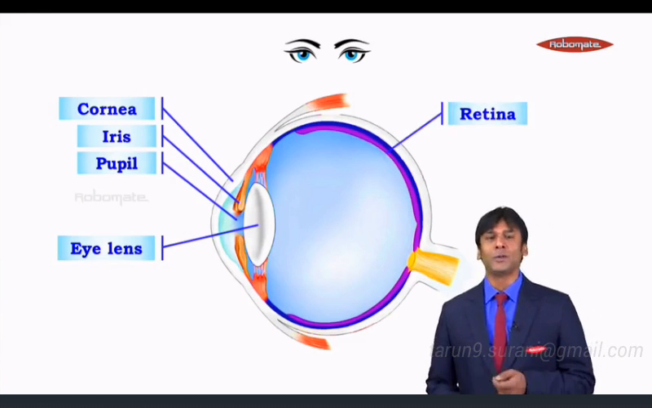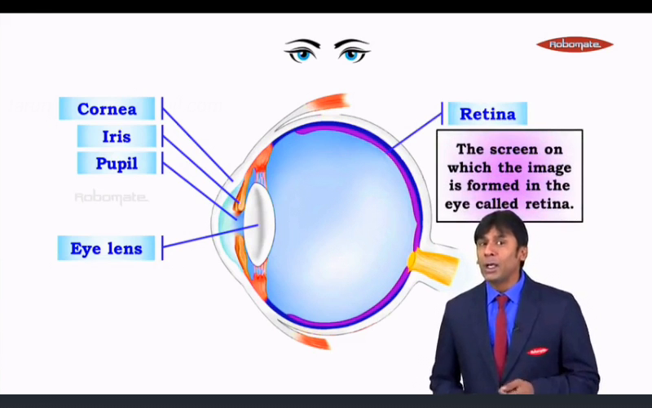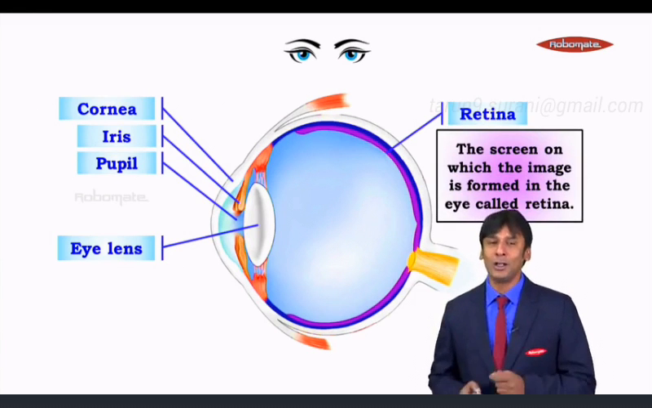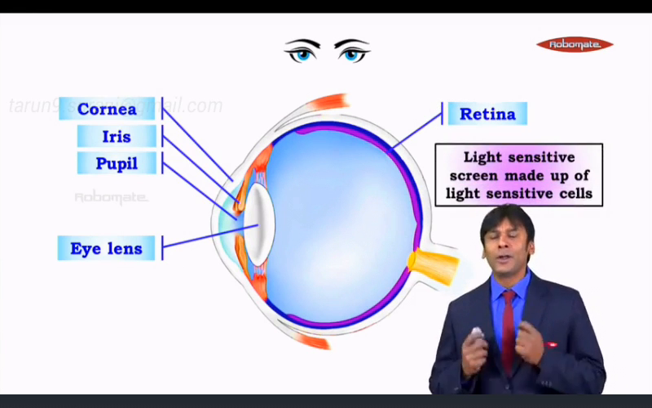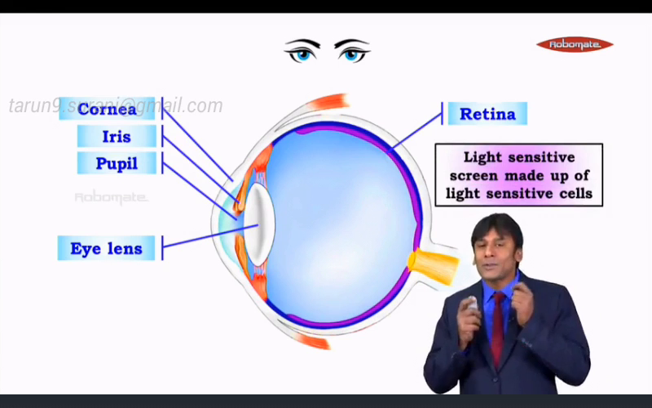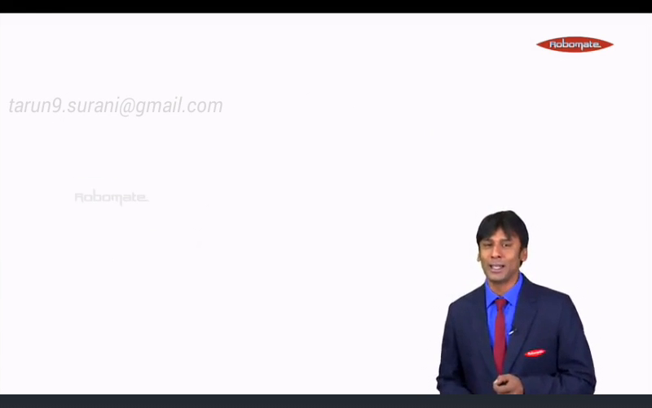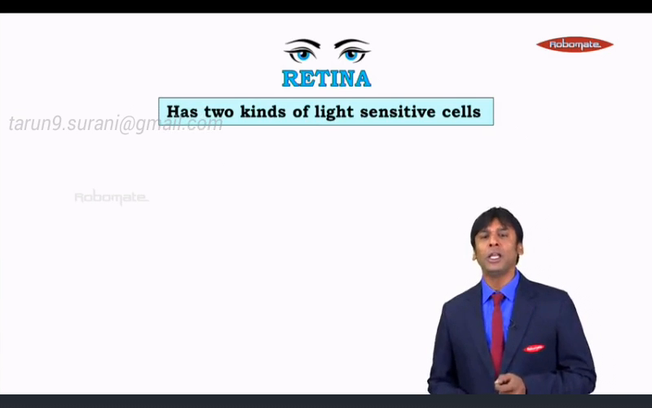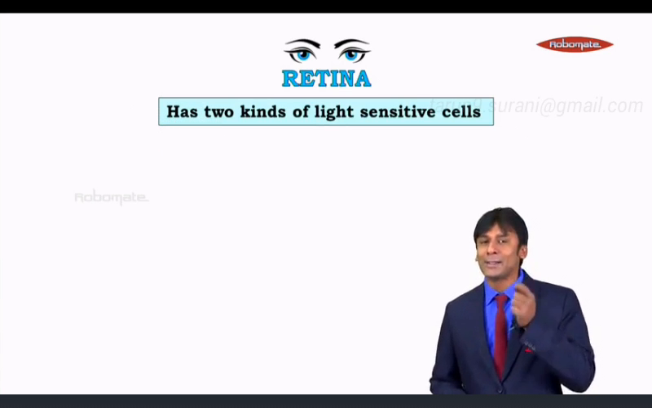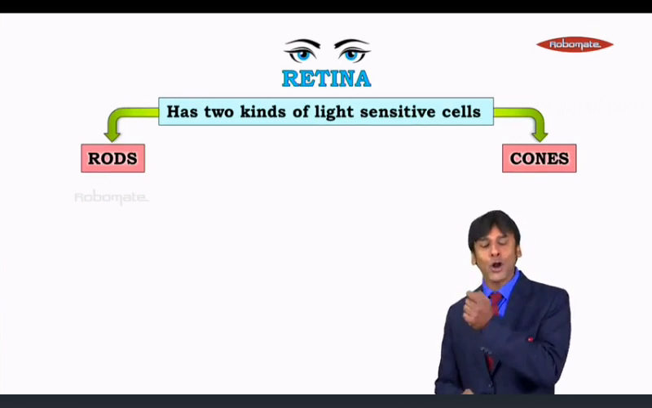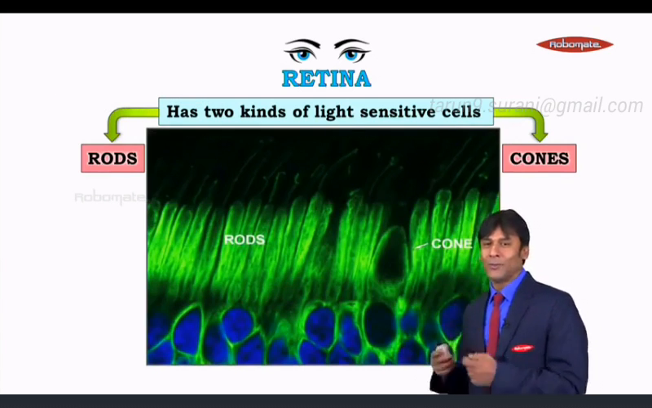The next part is the retina. Now what is the retina? It is the screen on which the image is formed, and this screen is called the retina. Retina is a light sensitive screen which is made up of light sensitive cells. Now which are the cells? Retina is generally made up of two light sensitive cells, and these light sensitive cells are called rods and cones. Here we have a picture.